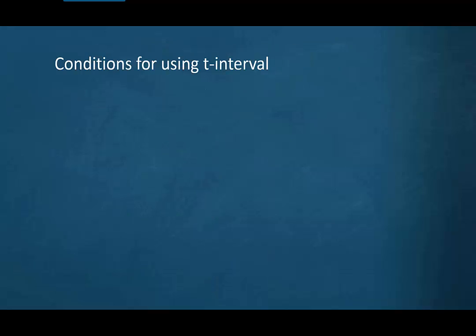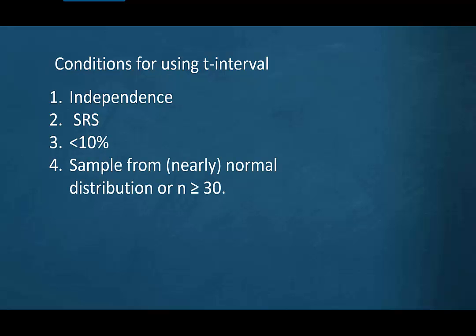And as usual, there are some conditions that need to be met before we can safely use the t-interval or t-distribution. It's hard to verify, but the samples need to be independent. We often have to assume this. Samples should ideally be a simple random sample. And our 10% condition: a sample needs to be smaller than 10% of the population, for the same reasons we had with proportions. And we need to sample from a nearly normal distribution, or if n is bigger than 30, that's covered.